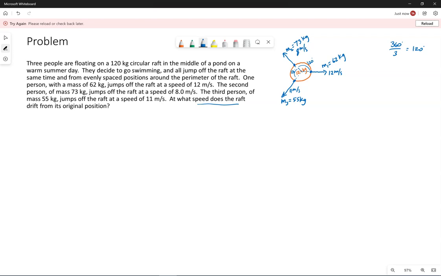Now, this is considered an explosion. Again, not the Hollywood version, of course, but because all 3 people had just been floating on this raft, and now they come apart, this is why it's considered an explosion. So our system overall includes the raft and 3 people. So essentially 4 objects.